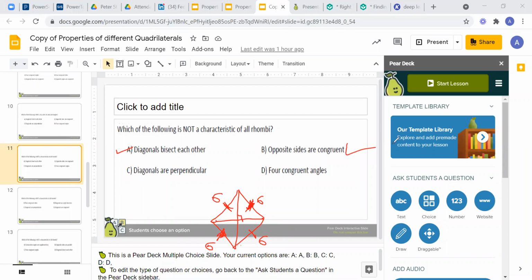Are the diagonals perpendicular, Angela? Look at the diagonals, these two red lines. Do we have a little box here? Okay. So which one is the wrong answer? Is that D? Okay. Here in a rhombus, the four angles are not congruent, okay?